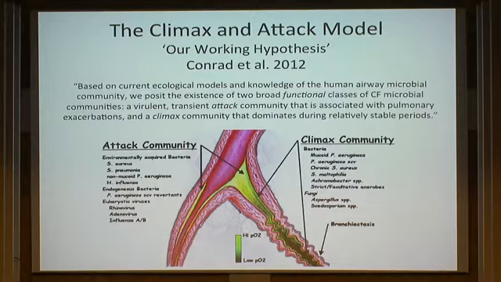So our working hypothesis, primarily revolving around CF microbial ecology and exacerbations, was a paper published before I arrived in the Rohwer lab called the Climax and Attack Model, taking the words directly from macroorganism ecology. Basically, it describes the potential existence of two different microbial communities in the CF lung. A climax community, which represents bacteria that are probably always there and stable at the times of disease, and the attack community, which represents these exacerbations.